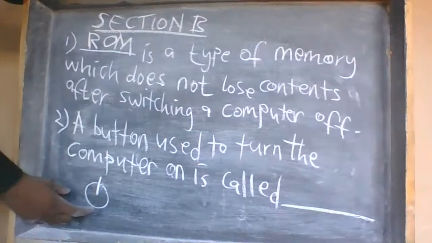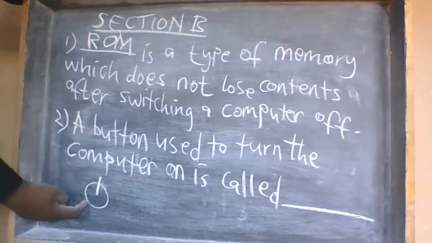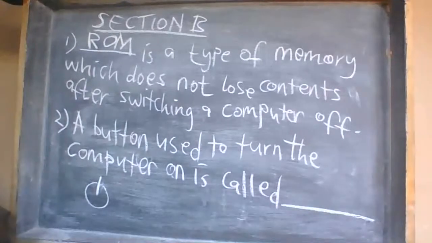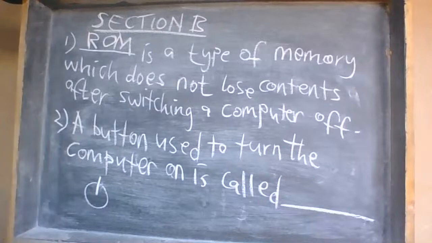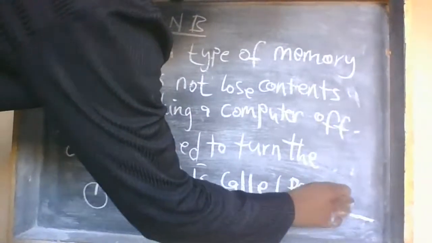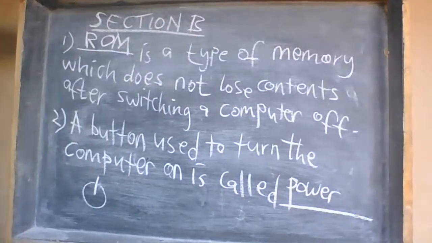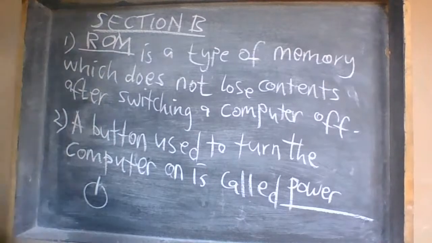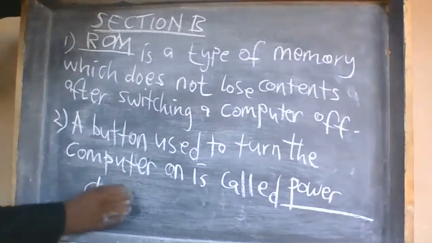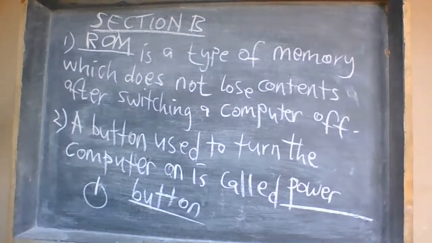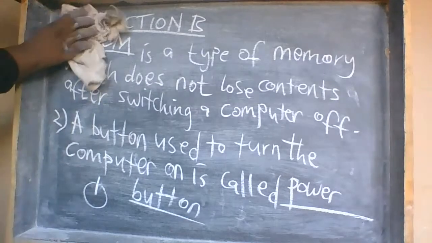So that button always has this symbol. This symbol represents a 0 and a 1. Those are bits. That is how a computer system operates. So this button is called a power button. A button used to turn the computer on is called a power button. Go to question 3.